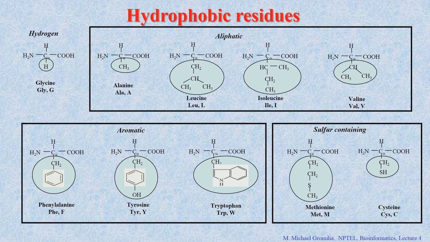What are aliphatic amino acids? Alkyl groups, right, that is the CH2 group. So, if you see all the amino acid residues like alanine or leucine or isoleucine or valine, they contain CH2 groups. So, they are called aliphatic amino acids.